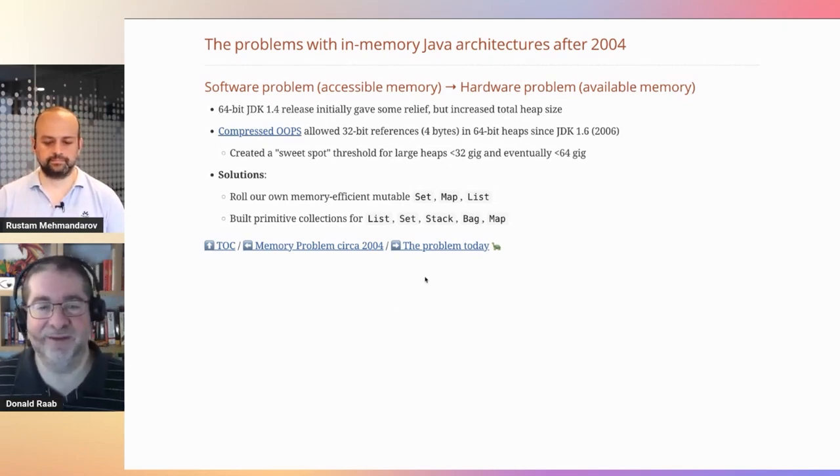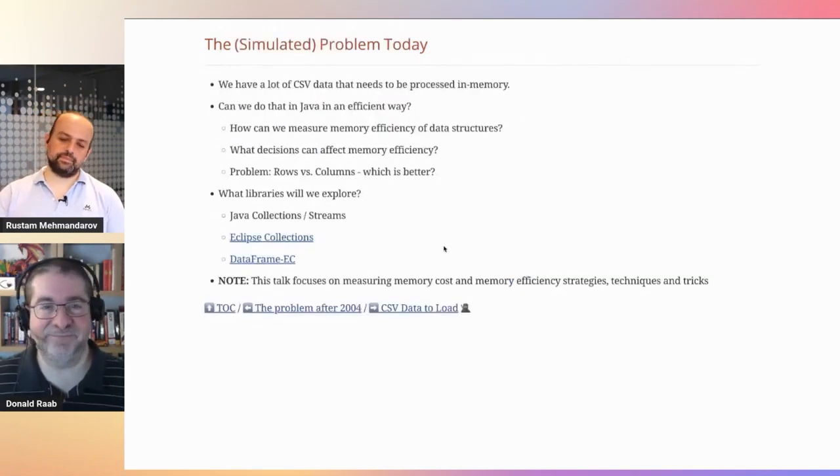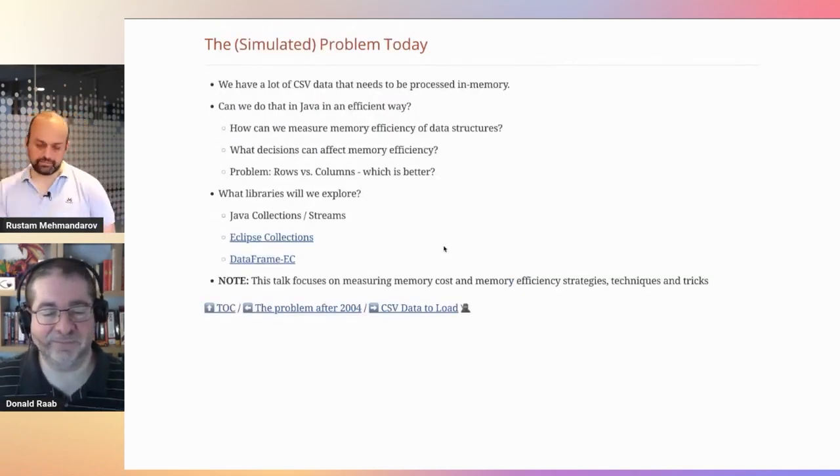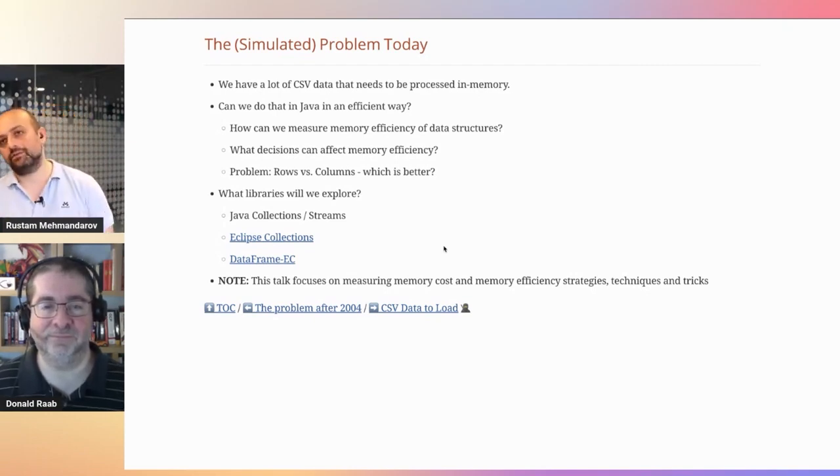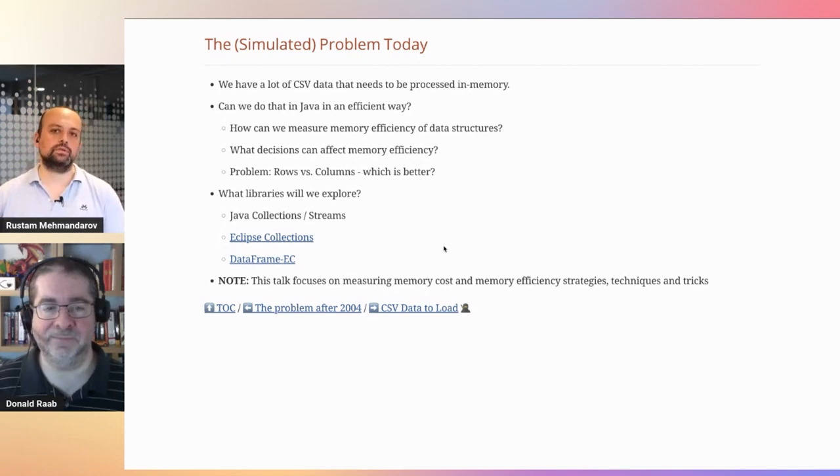So then we can talk about the problem today. I called it a simulated problem today because we have actually created a little bit of that problem. Now you have 64-bit systems, you have a bunch of memory, and everything is nice and shiny, right? But the problem is still there because you still need to process more and more data, and you would like to do it in a much more efficient and the most efficient way.